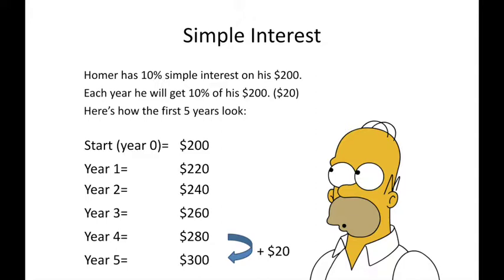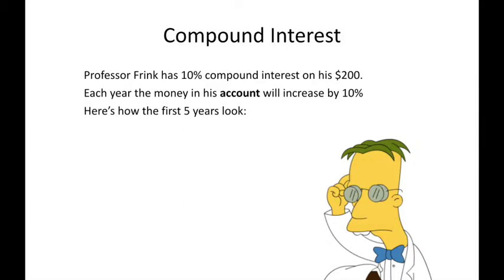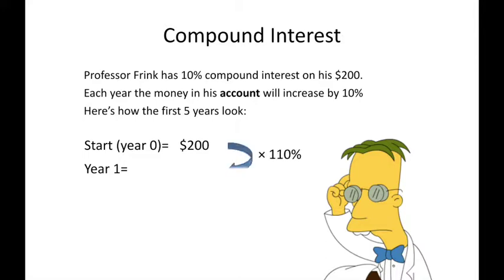Simple interest means that it's nice and easy. He just gets the same amount of an increase every year. Let's talk about compound interest, however. Professor Frink has 10% compound interest on his $200. That means every year, however much is in his account, is going to increase by 10%. So let's have a look. He starts with $200. After 1 year, he increases that by 10%, which is the same as multiplying 200 by 110%, and you'll get $220.